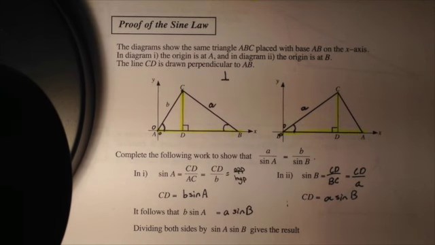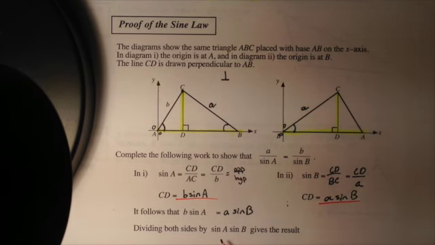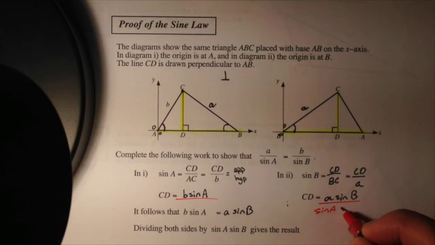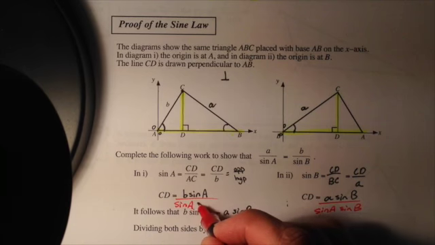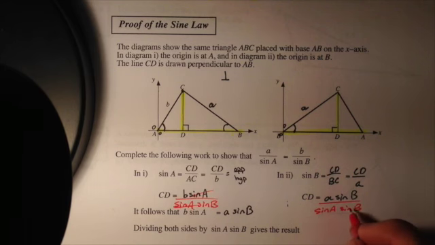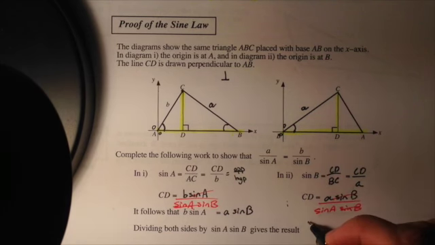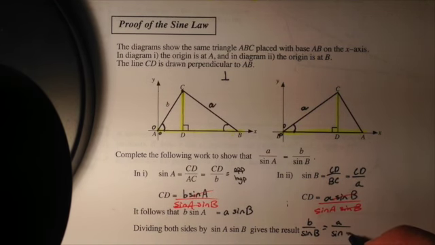And so basically, if I divide this side and this side by sine A sine B, I want to know what I'm going to be left with. If we look at this, our sine A's are going to cancel out, and our sine B's are going to cancel out. And so what we're going to be left with is B over sine B, which is going to equal A over sine A.